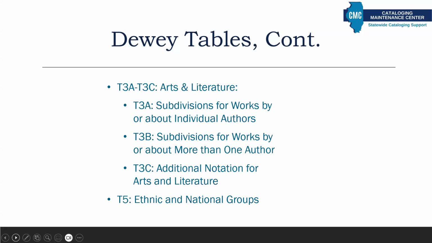And then lastly, we have T5. This table looks at ethnic and national groups. It can never be used alone and works in close correlation to the standard subdivision of 08, groups of people. One of the notes in this that also works similarly as the 08 subdivision is, in this table, racial groups are mentioned in connection with a few broad ethnic groupings.